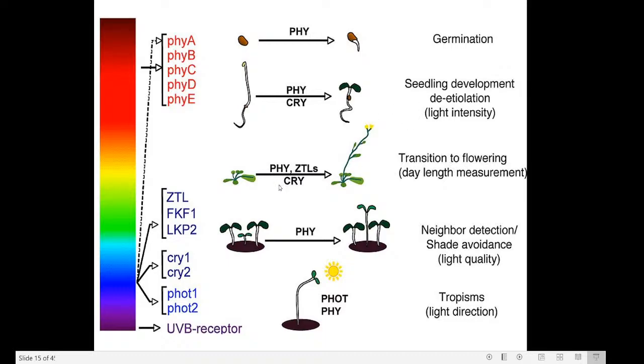Then another thing is activation of phytochromes and ZTL, FKF1, LKP2. These things are helpful for the transition of flowering, neighbor detection and shade avoidance. Why shade avoidance? Plants need light for cell development and plant growth. You may hear this in your day-to-day life.